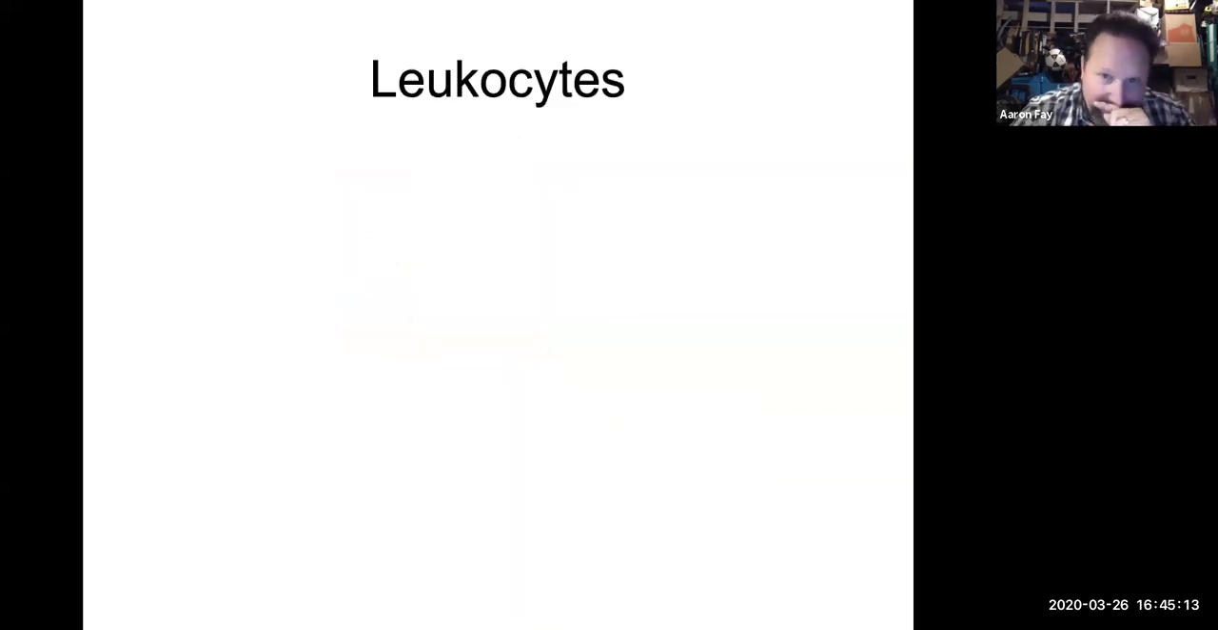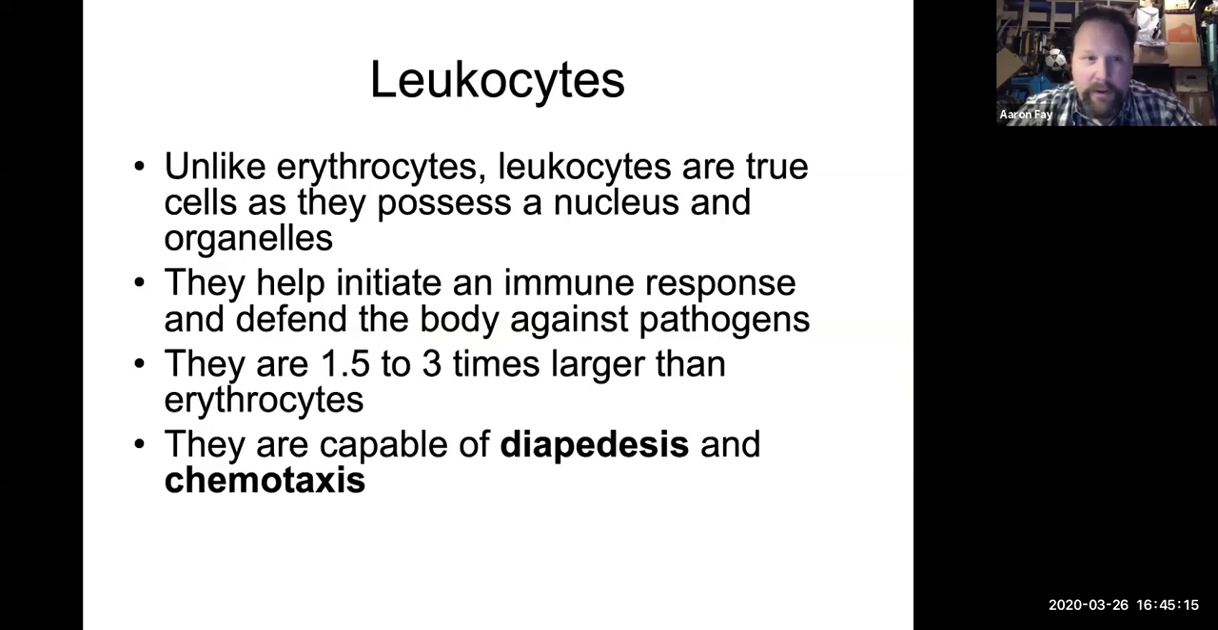All right, next up are leukocytes, or the white cells. These are the cells that are going to help protect our body from bacterial infection. They are true cells. They do have a nucleus. They do have organelles. They tend to be a little bit larger than red blood cells, and they're capable of these two very fancy words.